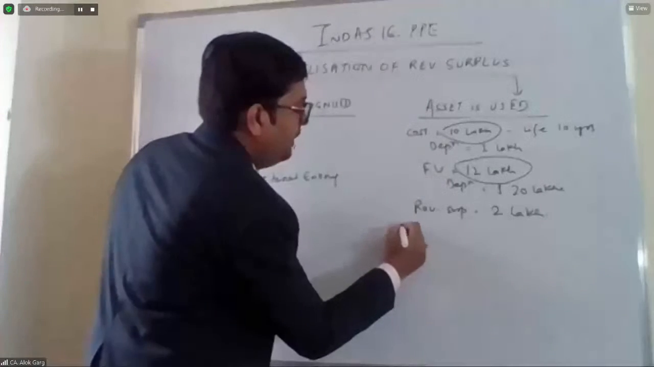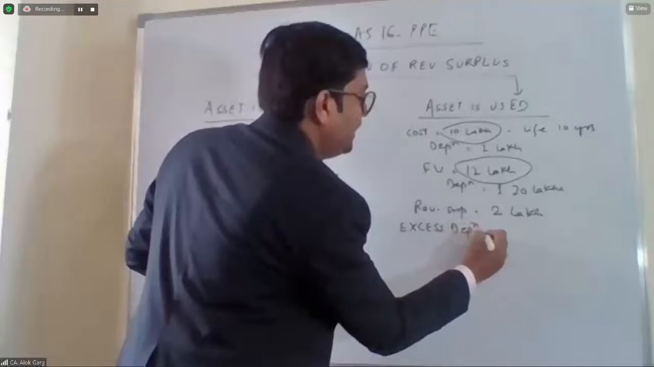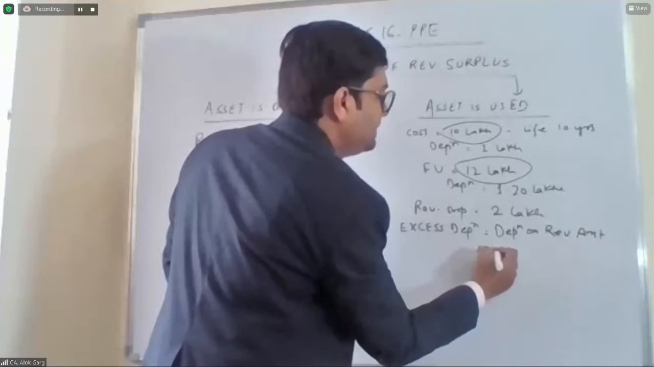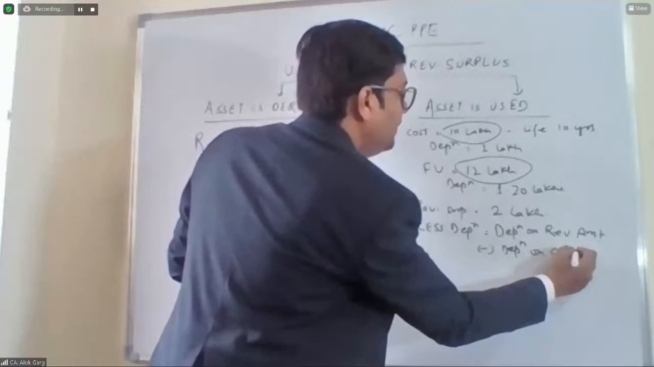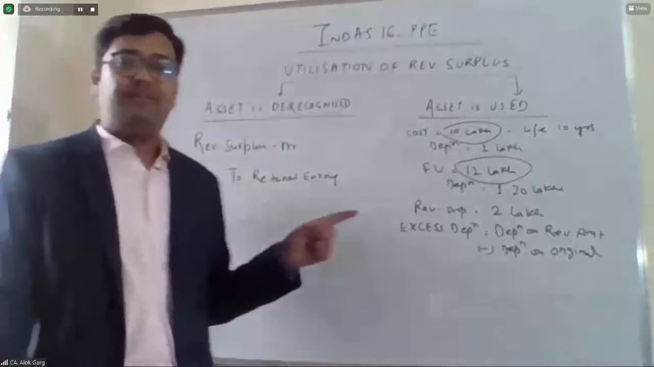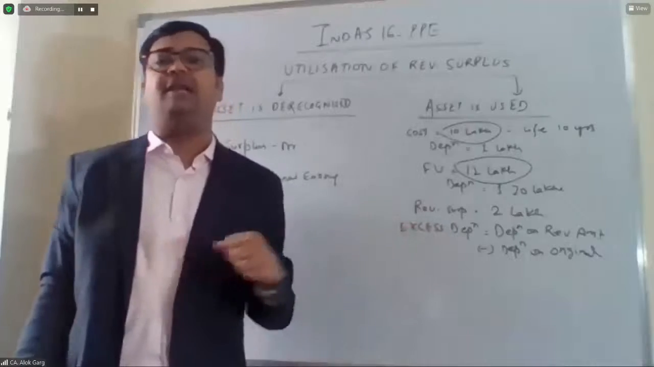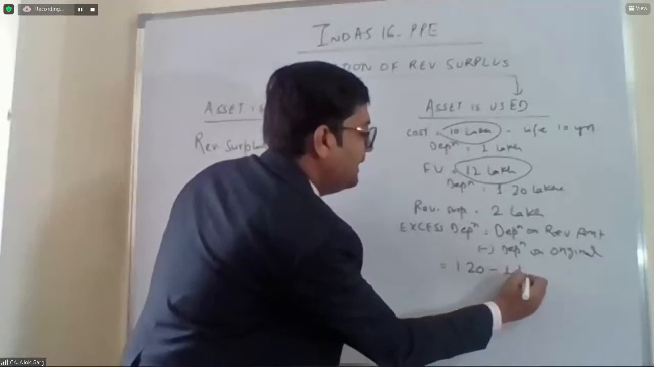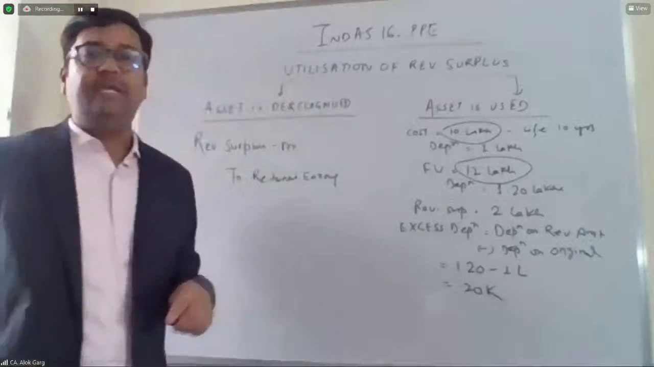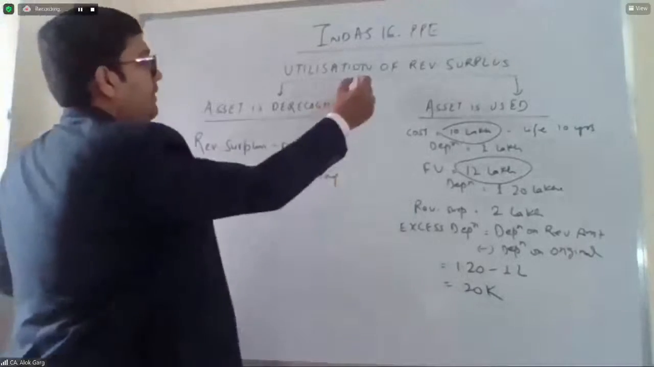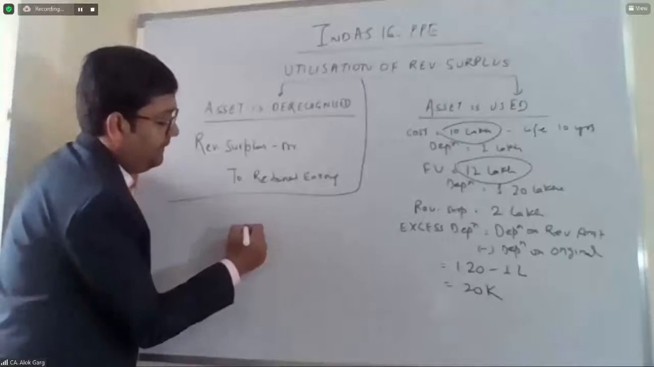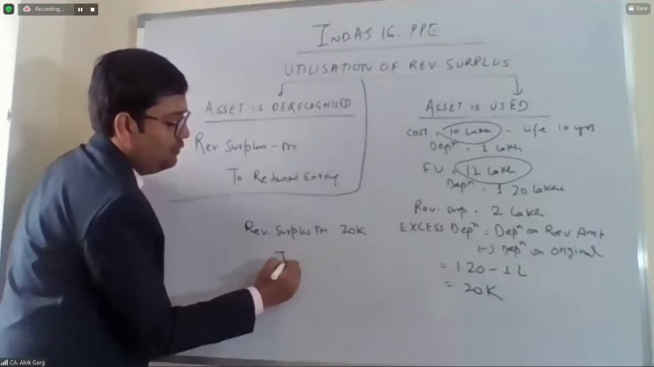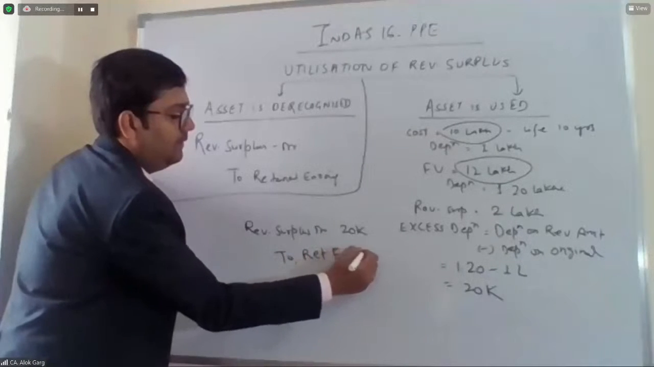What is the excess depreciation? Excess depreciation is equal to depreciation on revalued amount minus depreciation on original amount. So 1.20 lakh minus 1 lakh. So 20,000 is the excess depreciation. So what is the accounting entry every year? Every year the accounting entry will be: revaluation surplus reserve debit by 20,000 to retained earnings 20,000.